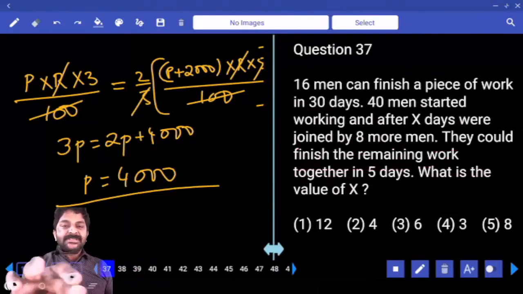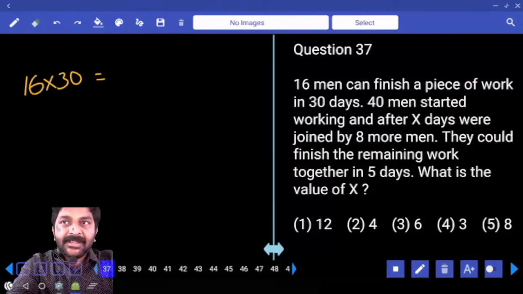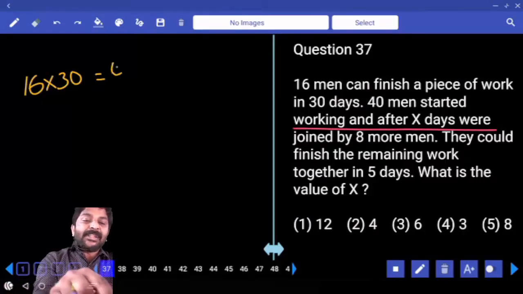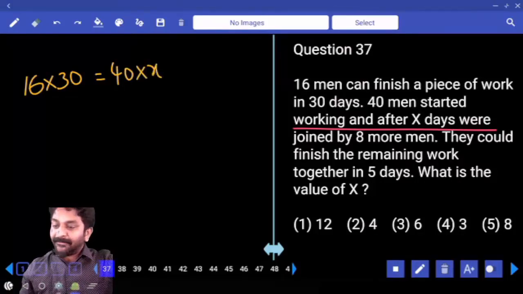16 men can finish a piece of work in 30 days. So total work is 16 into 30. Agreed? 40 men started working and after X days, that means 40 members started, already they worked for X days, right? Work done is 40 into X. Clear?